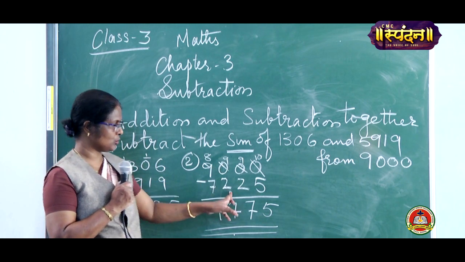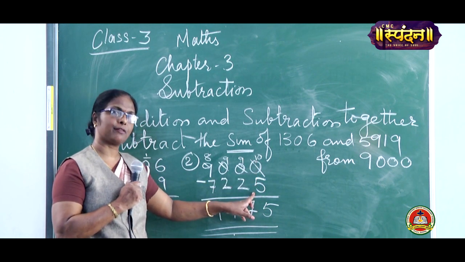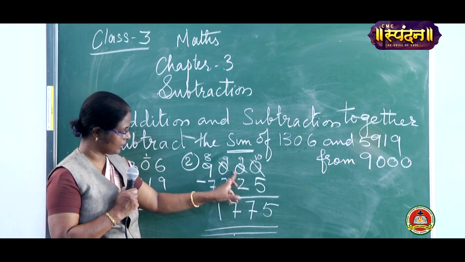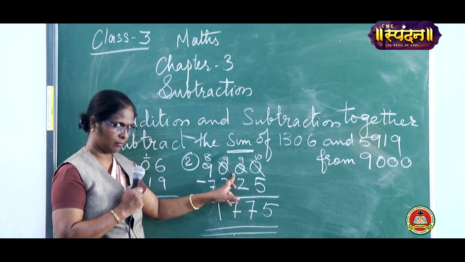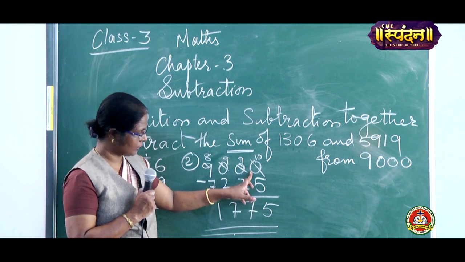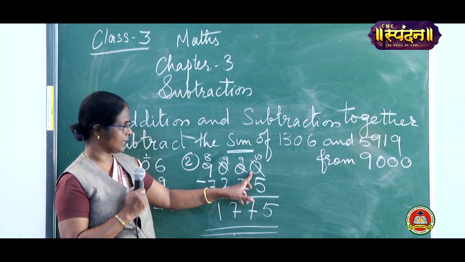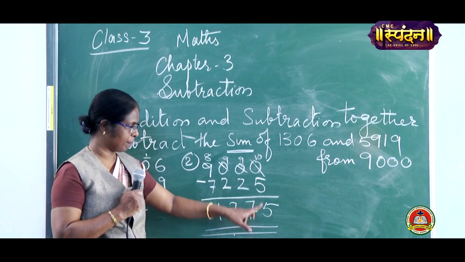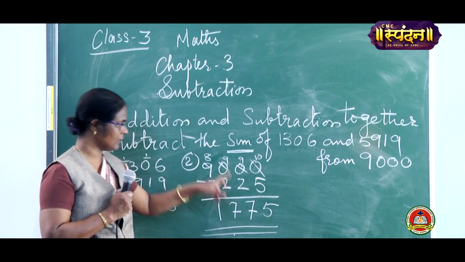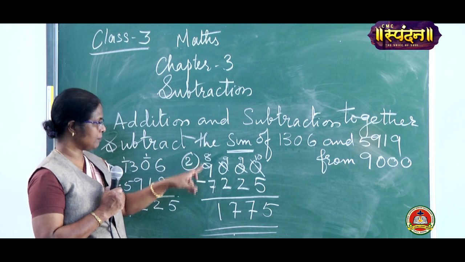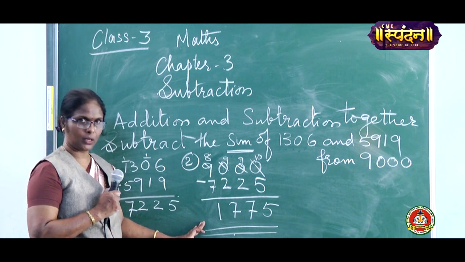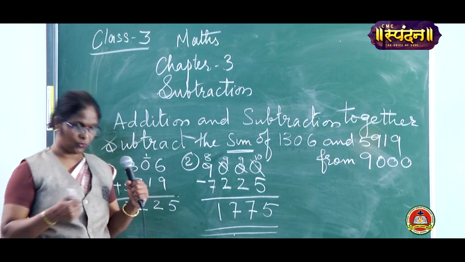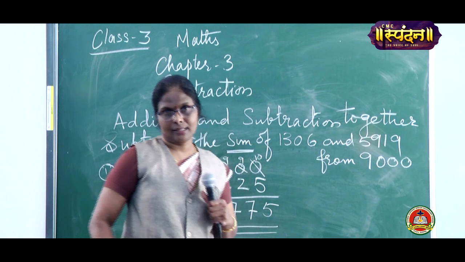9,000 minus 7,225. From 0 you cannot subtract 5, so start borrowing. Here it becomes 10. From 10 you are giving 1 to the next place, so here it becomes 9 and here 10. Again, from 10 you are giving 1 to the next number, so here it becomes 9 and the next 10. 10 minus 5 is 5, 9 minus 2 is 7, again 9 minus 2 is 7, 8 minus 7 is 1. You got the answer 1775.